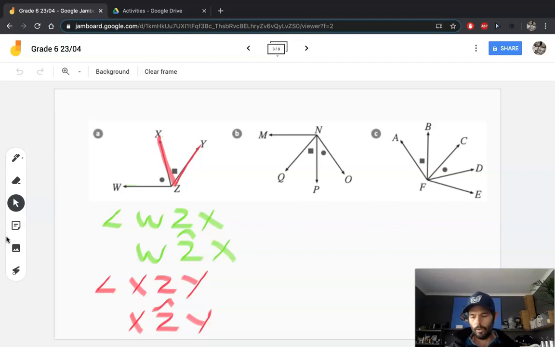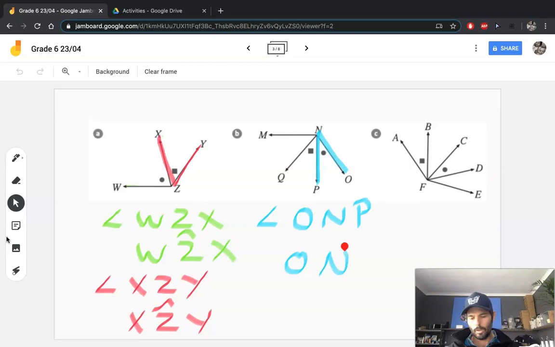Question B. We're going to look at the circle first. So that is the angle we're looking at there in blue. And then that's going to be angle ONP. So wherever the angle is, that letter is in the middle. And then alternatively, you could say ONP with the little roof on the top. And I'm just going to create a bit of space for C.